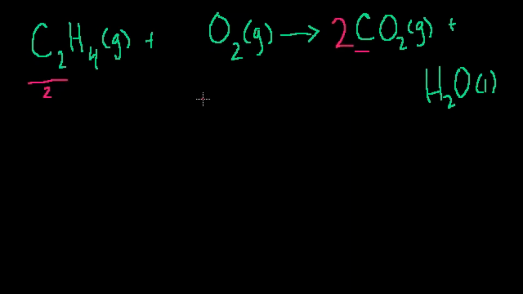So there you go, my carbons are happy. I now have 2 carbons and 2 carbons. Now let me move to the hydrogens. Remember, I wanted to do the oxygens last because I can just set this to whatever I want it to be without messing up any of the other atoms.